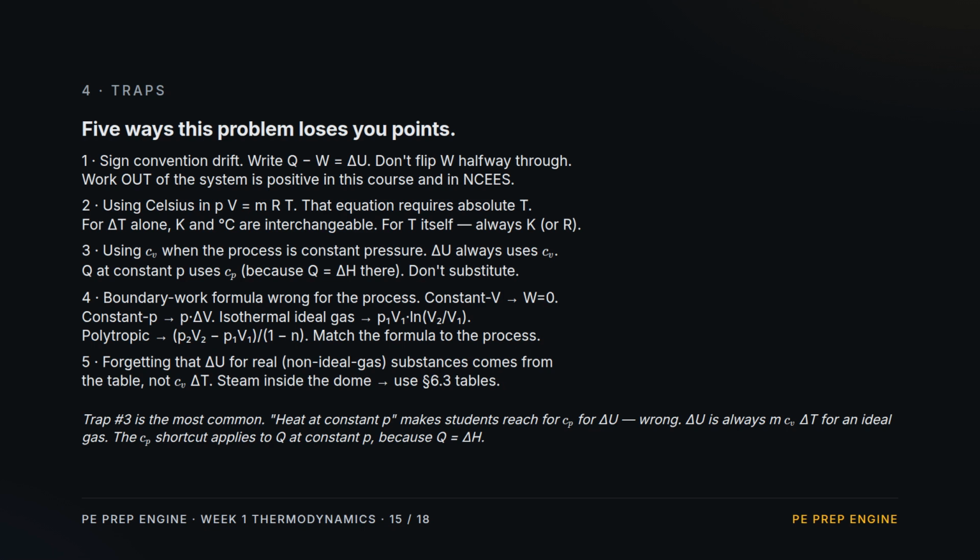4. Match the work formula to the process. Constant V, 0. Constant P, P delta V. Isothermal, log formula. Polytropic, P2 V2 minus P1 V1 over 1 minus n. 5. For steam in the dome, delta U comes from the table U column, not Cv times delta T.